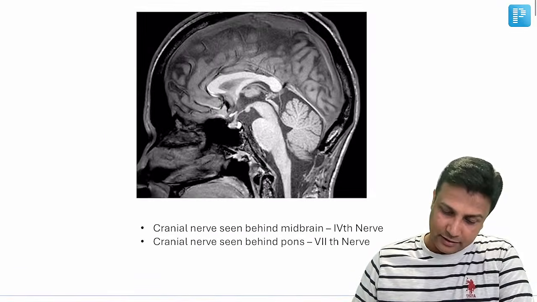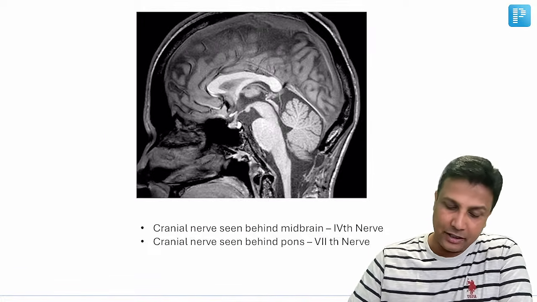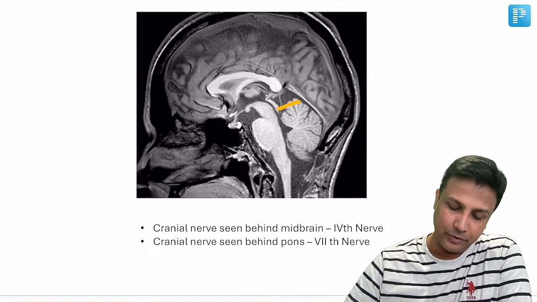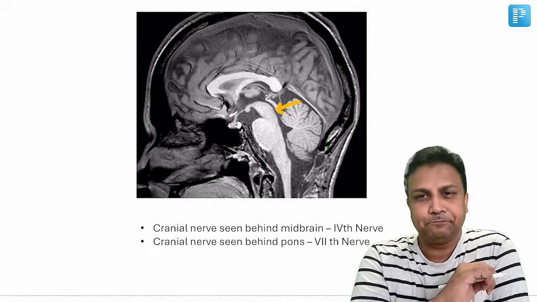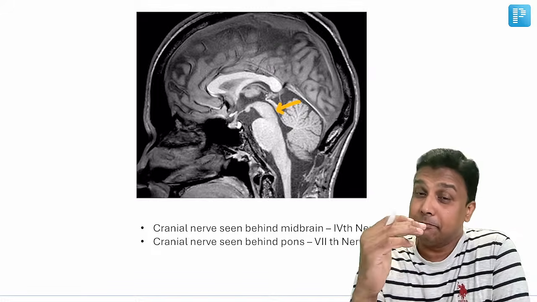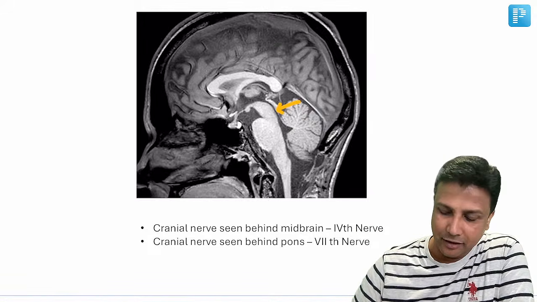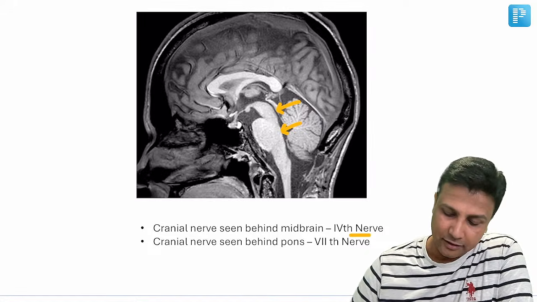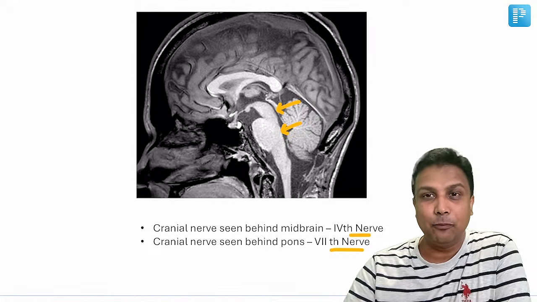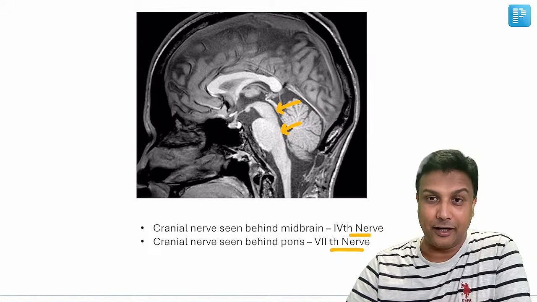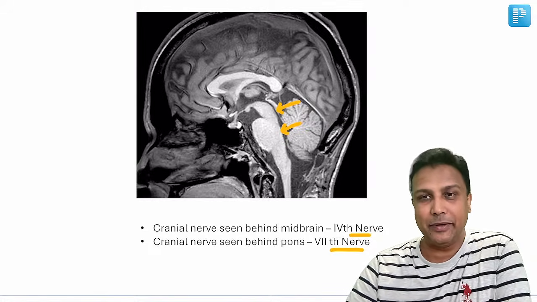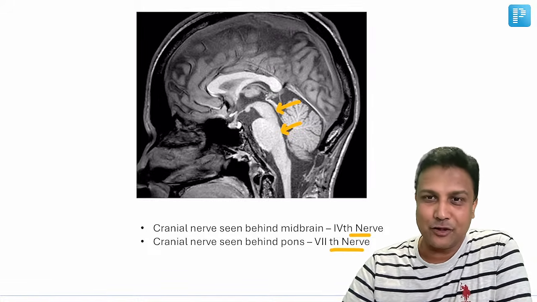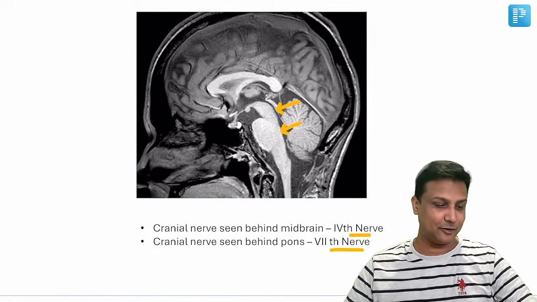Now, once this question was asked in your exam, this image was given and there was an arrow mark here. At the arrow mark, you have to identify which cranial nerve will be visible. Now remember, if the arrow mark is behind the midbrain, the nerve that is visible will be the fourth nerve. And if the arrow mark is behind the pons, that nerve will be the seventh nerve. So please be careful with that arrow mark, my dear friend.